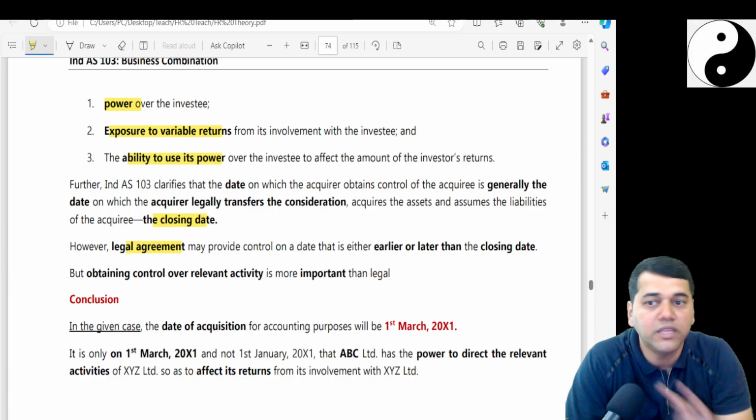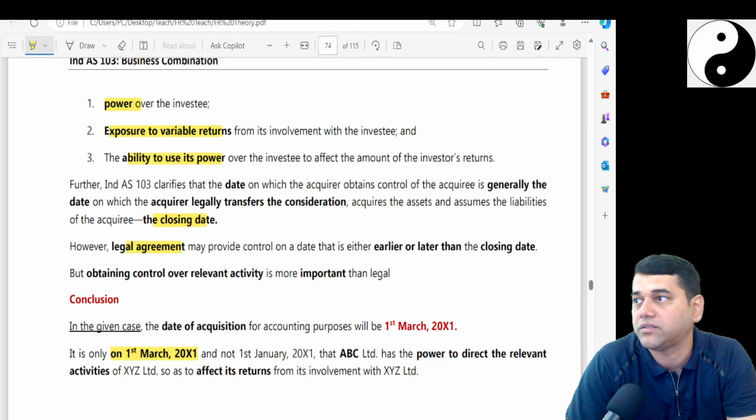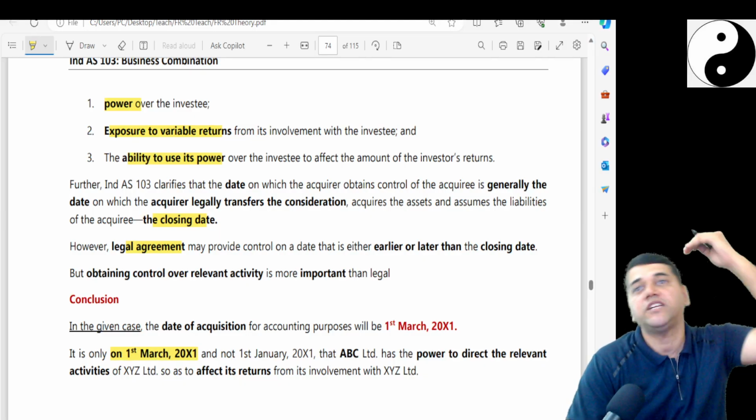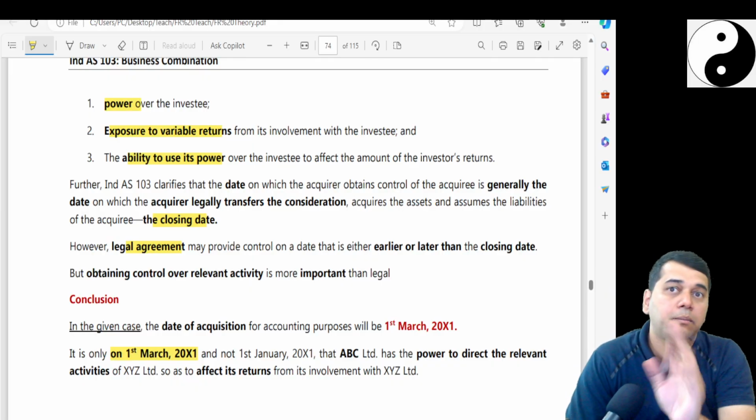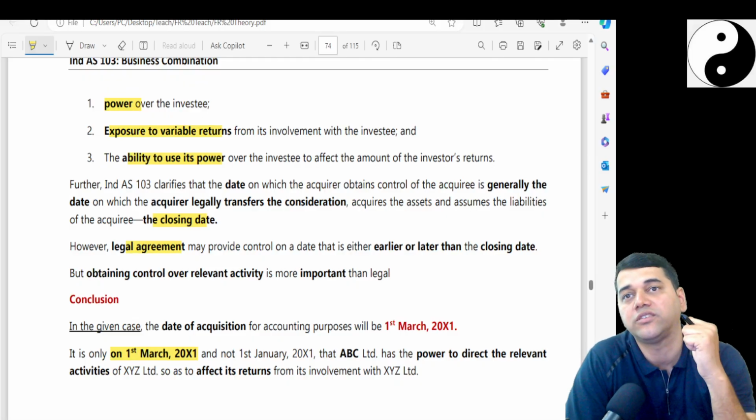We will not go with the legal agreement date. On 1st of March only, you will be able to take the decisions. The legal agreement says that from 1st January you will be entitled to get all the profits. But at that time, I was not taking decisions. From January to March, who was taking decisions there?